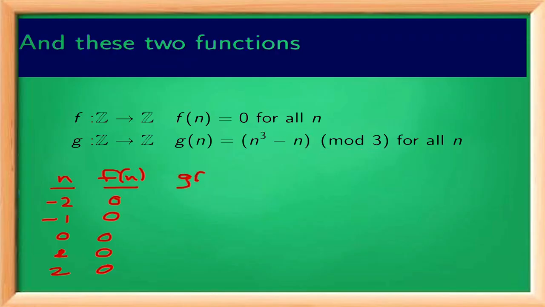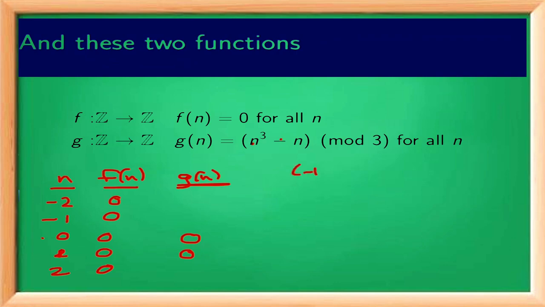Now looking at g, though, we do have a little bit of a difference here. So g takes n and first of all computes n cubed minus n and then finds the least non-negative residue mod 3. So let's try to play with that and make our little table here. Let's start in the middle of the table because that seems easiest. When n is 0, this is going to be 0 minus 0 mod 3. That's 0. When n is equal to 1, that's going to be 1 cubed minus 1 mod 3. That is also equal to 0.